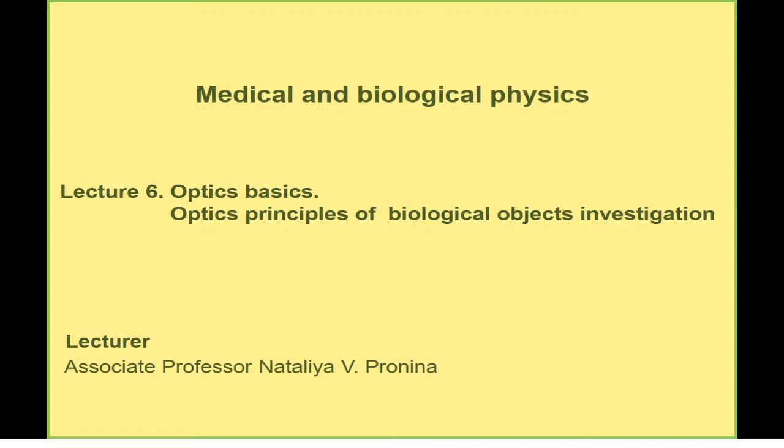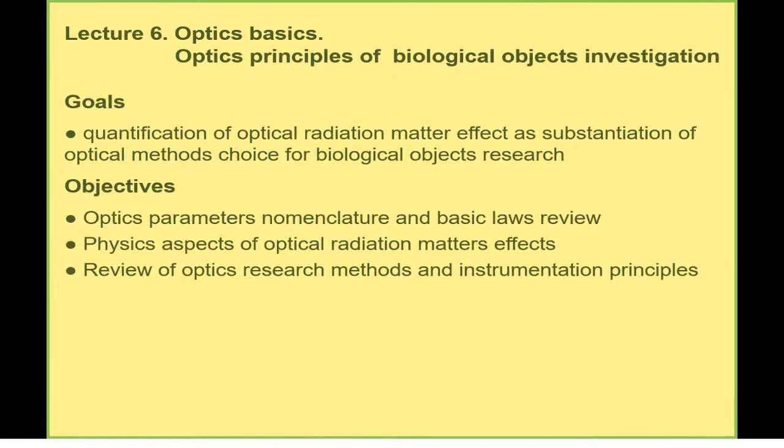So let's start, please. What it will be, the goals: quantification of optical radiation matter effect as substantiations of optical method choice for biological objects research. What does this mean? You must argue, it will be better to say to prove that just this optical method is the best for that biological object research. This is the goal for us to investigate.